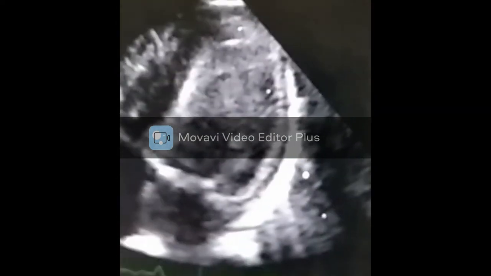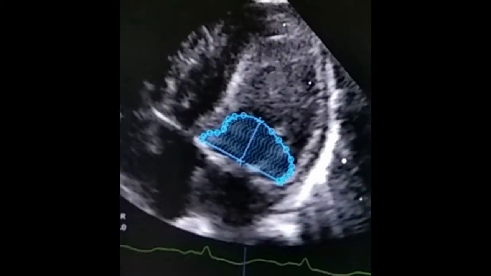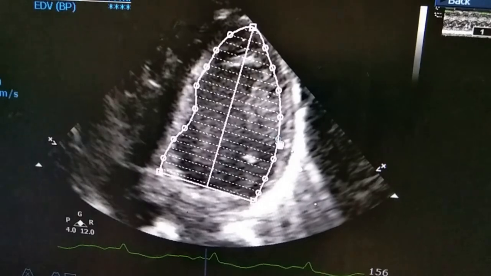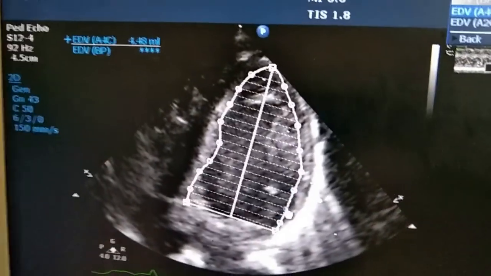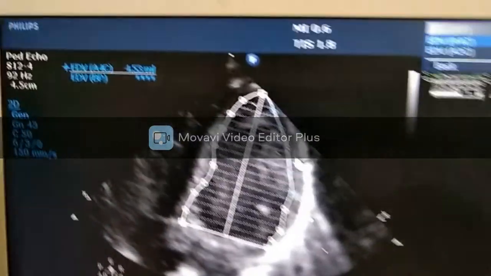You go to the main menu there, you come to this EF volume. See, you can see this EDV biplane. Yes, sir. Now I take this EDV portion. Now I put it here. One here. Now here. This is your end diastolic volume. Are you clear? Yes, sir.